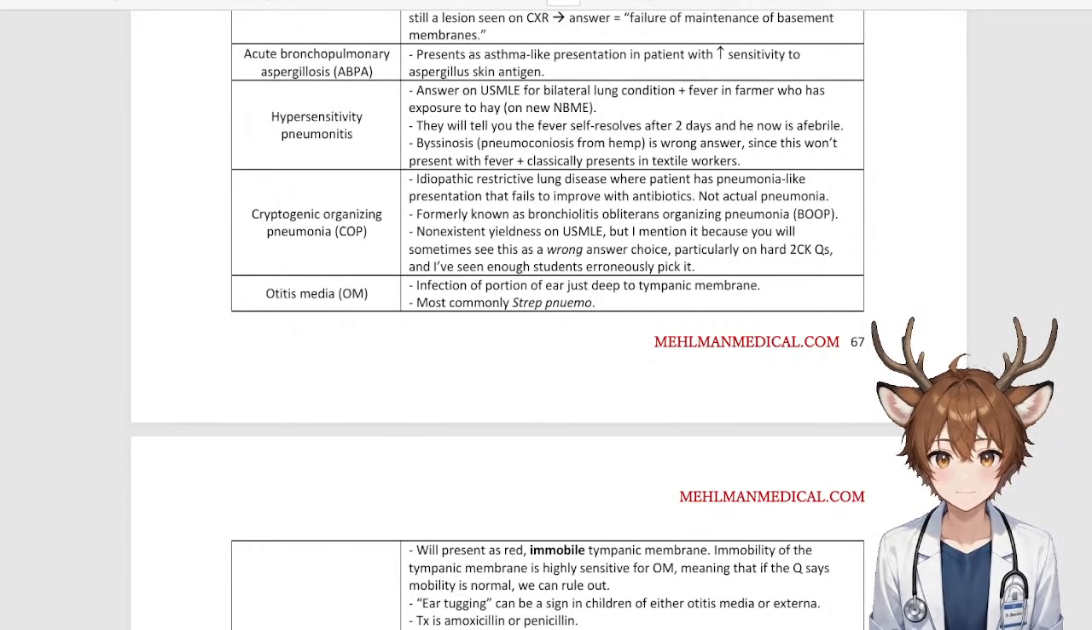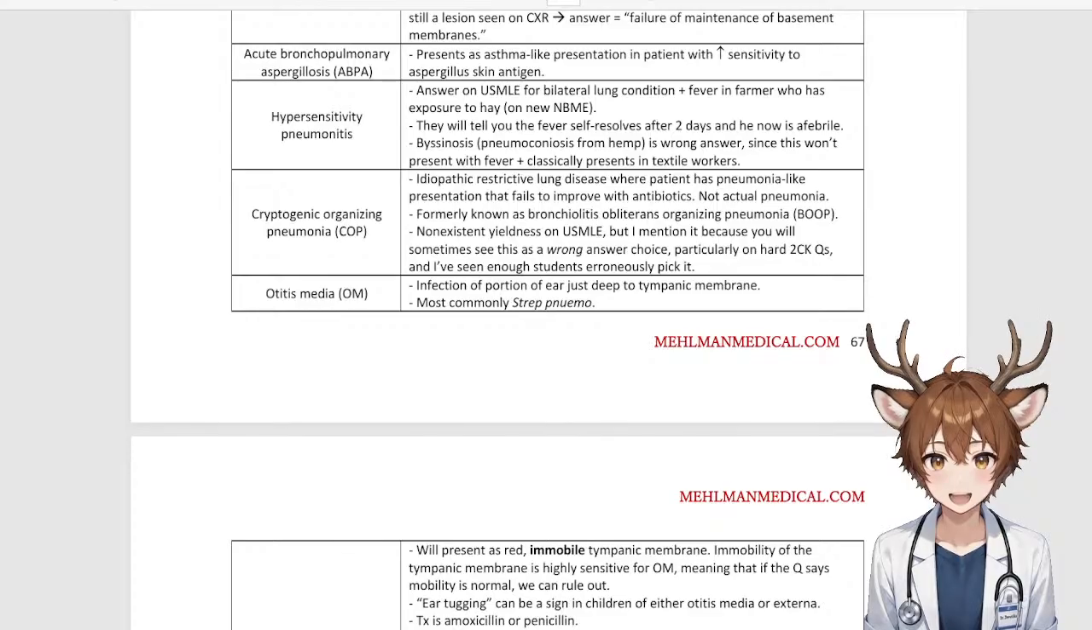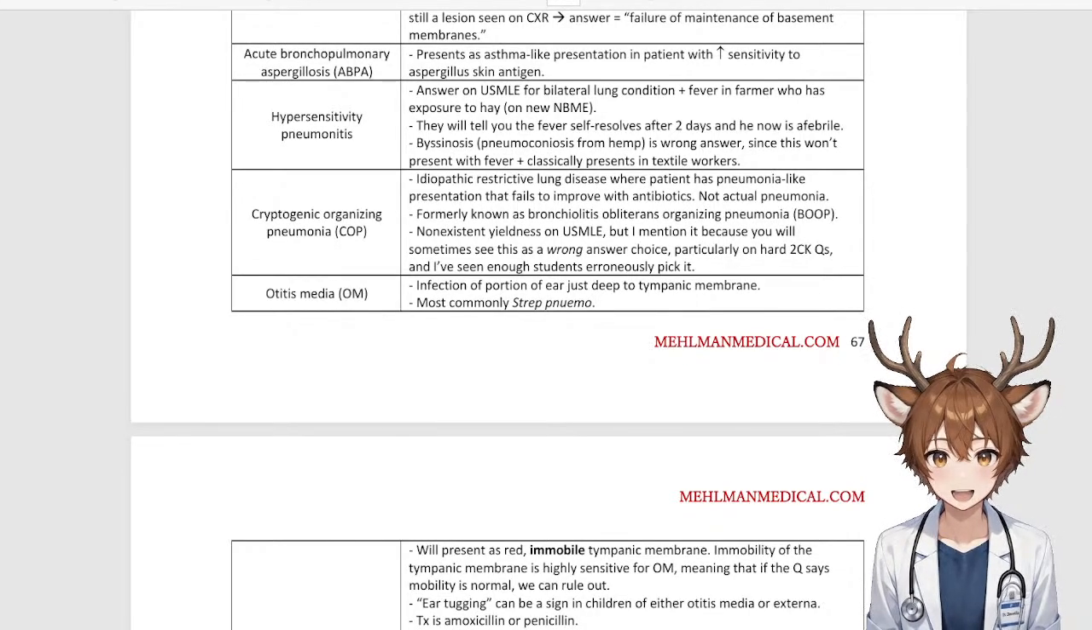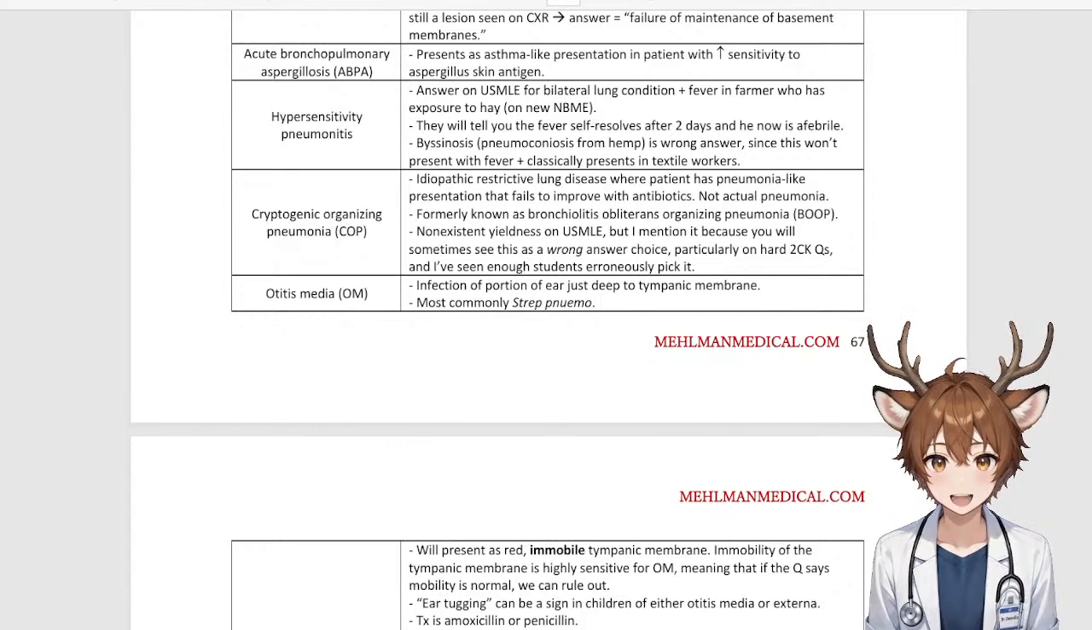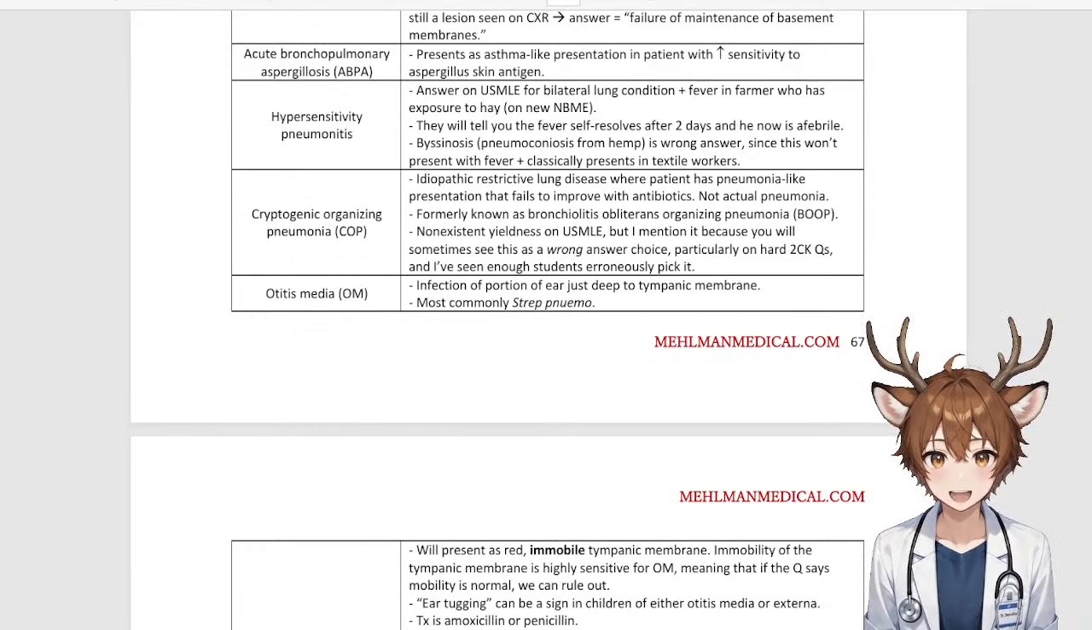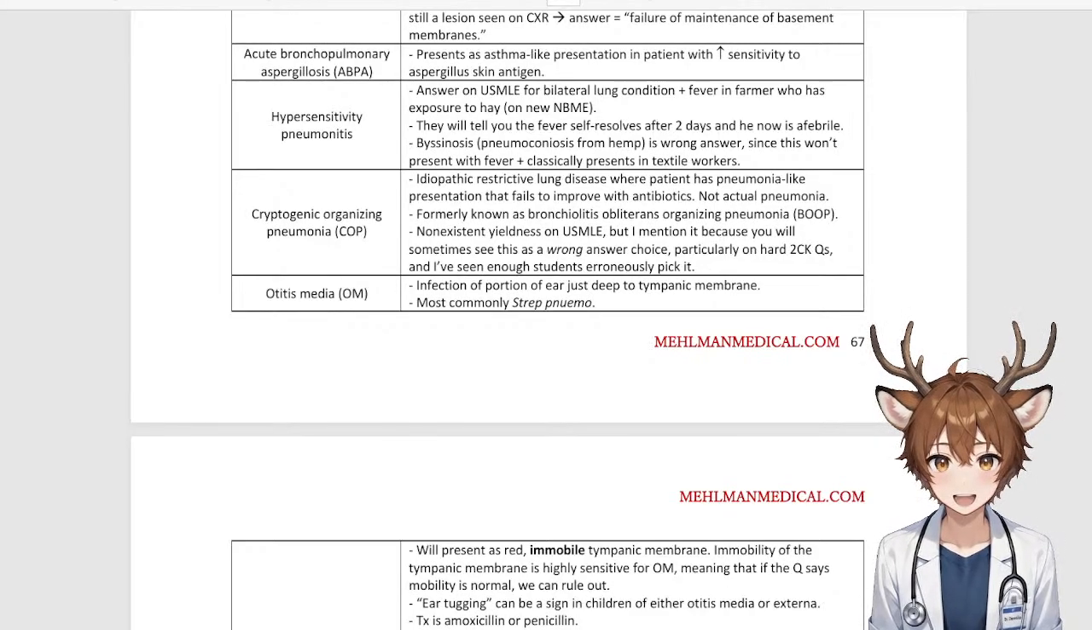Okay. Cryptogenic organizing pneumonia, or COP. Idiopathic restrictive lung disease where the patient has a pneumonia-like presentation that fails to improve with antibiotics, not actual pneumonia. Formerly known as bronchiolitis obliterans organizing pneumonia, or BOOP.